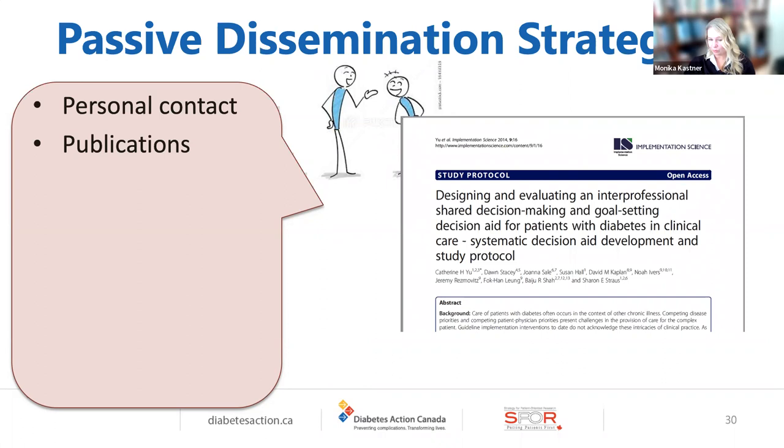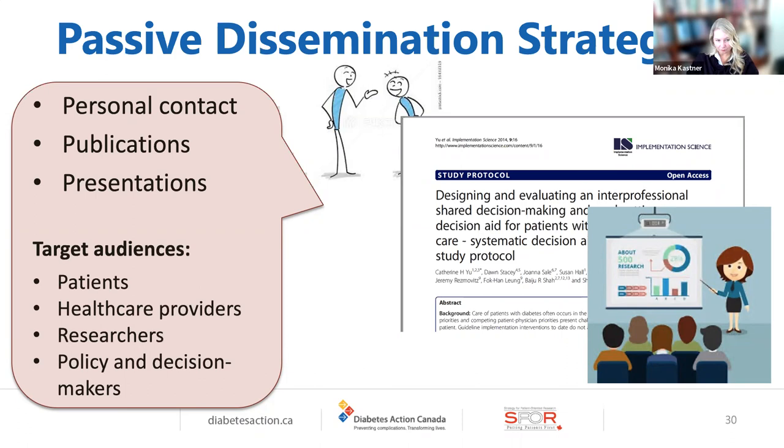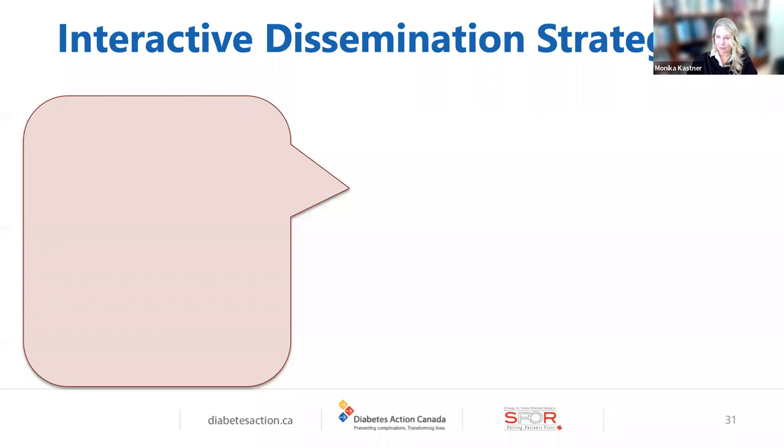Publications, which we often, as researchers, this is our productivity measure, right? So this is something that we all do as trainees, as academics, as scientists. This is one way that we can disseminate our results, as well as presentation. So we know that this is something we do, and it is effective to a certain point, but it's not enough. So what we really need to do is focus more on interactive dissemination strategies. So I think we need to also consider the passive ones. I'm not saying that you have to forego that altogether, but I think we also need to add additional interactive dissemination strategies. So what are some examples of that?